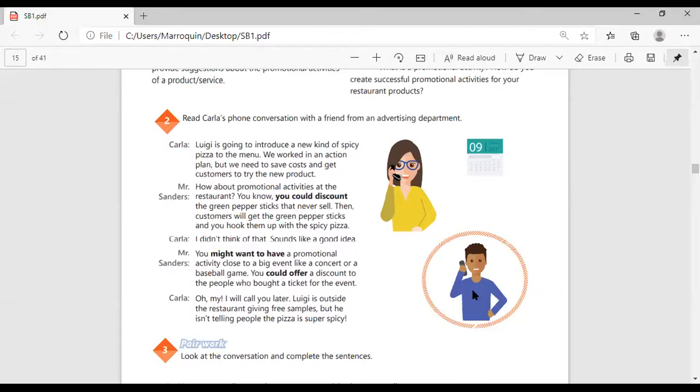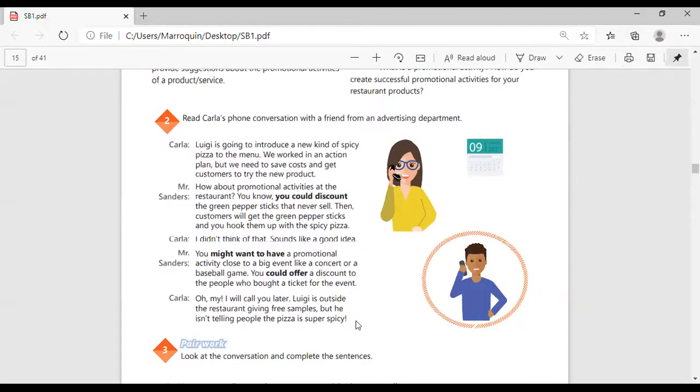Any questions about pronunciation or meaning of vocabulary in the conversation? The meaning of might. It's like quieras. Querrás tener una actividad. So when you use could and might here, we use them to give suggestions. Like in the first one here, you could discount. Podrías descontar. You might want to have a promotional activity. You could offer, podrías ofrecer. So when we use could and might here, we are giving suggestions. We're giving advice.